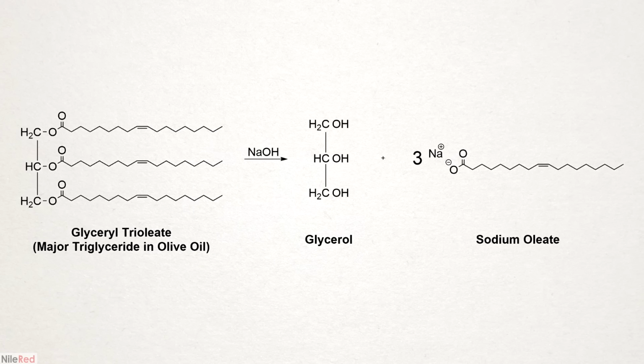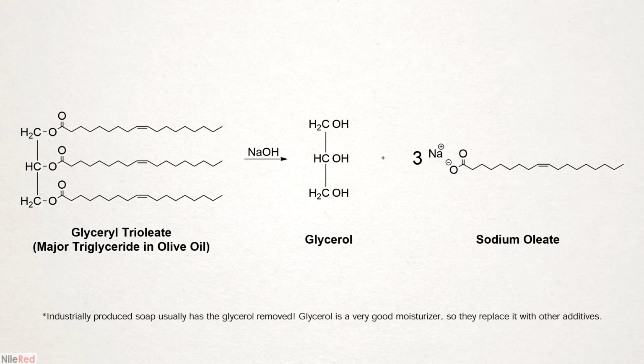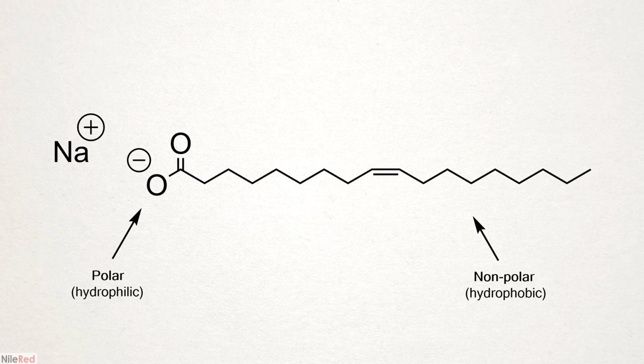When triglycerides are treated with a strong base like sodium hydroxide, they undergo a saponification reaction. This leads to the breaking of the ester bond and the formation of glycerol and fatty acid salts. These salted fatty acids are pretty much what soap is. One end has a strong charge separation which makes it polar, while the long carbon chain tail is nonpolar.